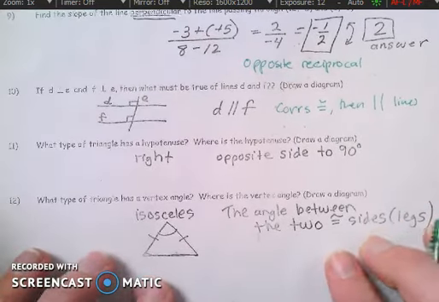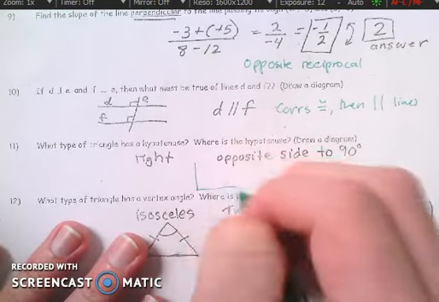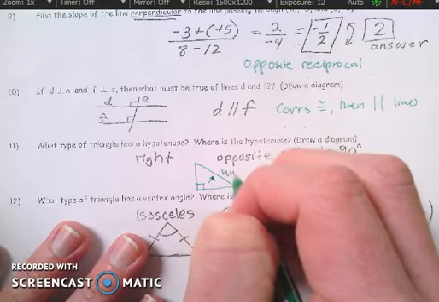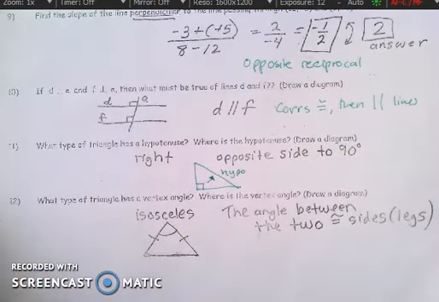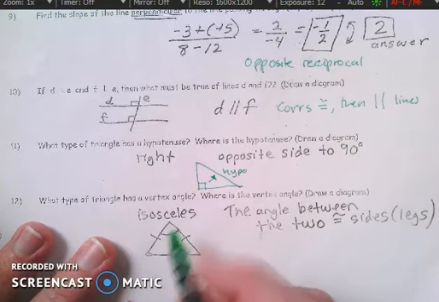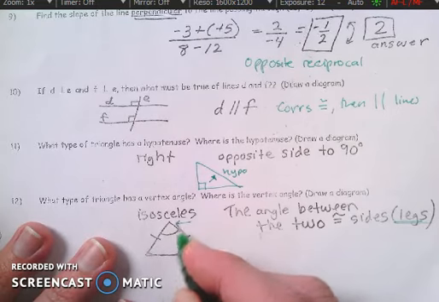Okay, what type of triangle has a hypotenuse? Right. Where is it? Opposite the 90. Okay, hopefully that one was pretty quick. There it is, the hypotenuse. And last but not least, what type of triangle has a vertex angle? The isosceles triangle has a vertex angle. It's between the two sides, the two congruent legs. Okay, so it's right here. Vertex angle.